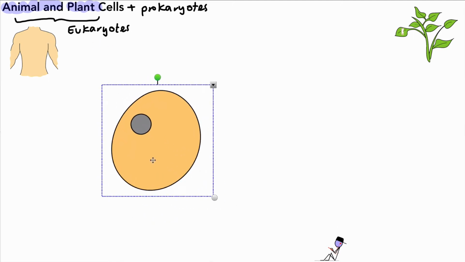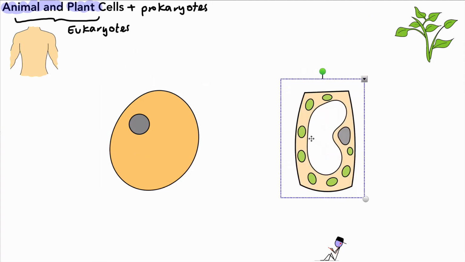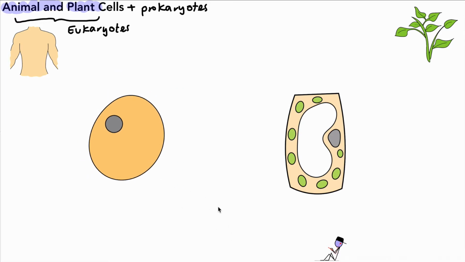So let's pluck out a cell from our person on the left there. We can take a cell from the plant as well. Remember, cells are the basic unit of all living things. And there are our cells, and what we're going to do is label the different parts.